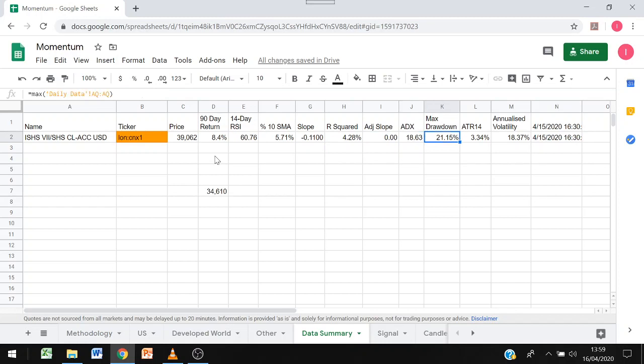Maximum drawdown on this would have been 21%. So if you'd invested at the last high and then held all the way down to the recent low, you would have lost 21% of your money, which isn't too bad, really, given everything that's gone on. Average true range, 3% of the share price, which is reasonable as well.